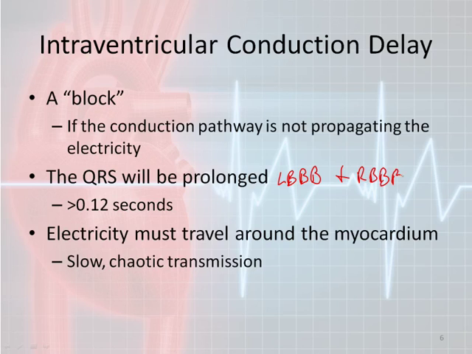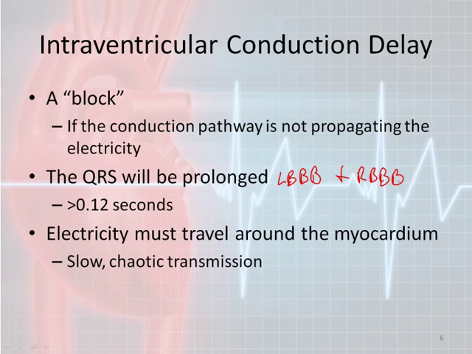Typically, the QRS will be prolonged in a left bundle branch block and a right bundle branch block. When we talk about fascicular blocks, there is a blocking going on in the left ventricle, one of either the anterior or the posterior fascicle. The difference, though, is that the QRS will not be prolonged in a fascicular block, and we'll get to that stuff here in a little bit.